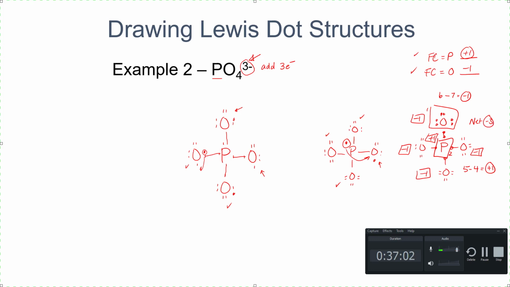So more than likely when it passes that test, you are correct. You have the correct structure. I can guarantee you 100% of the time, if it fails that test, you have the wrong structure. Okay, so that's kind of a refresher on how to draw Lewis dot structures for HNO3 and PO4 3-.